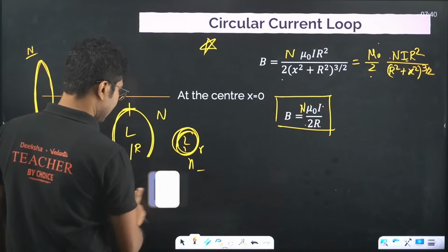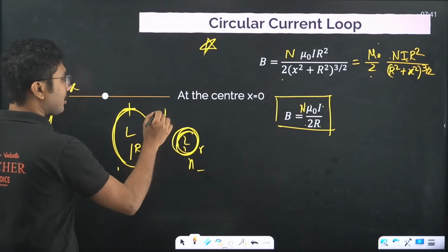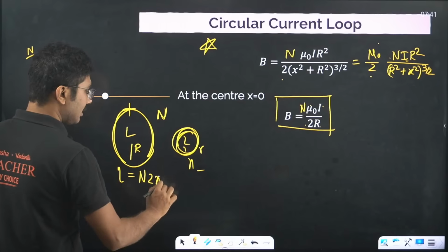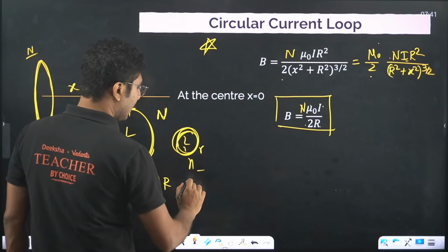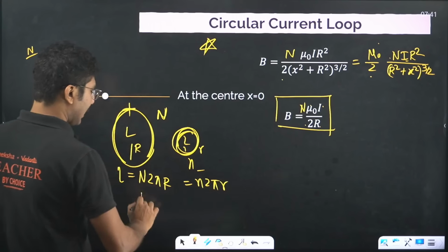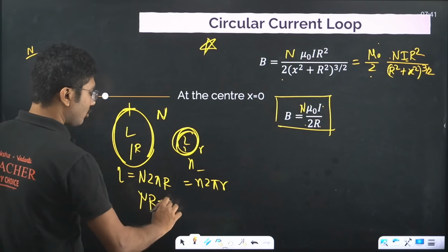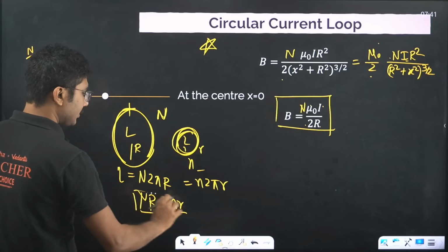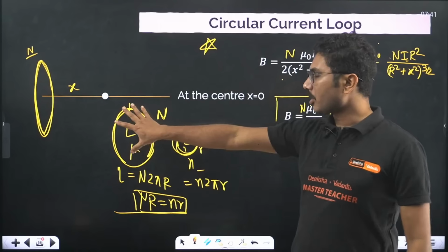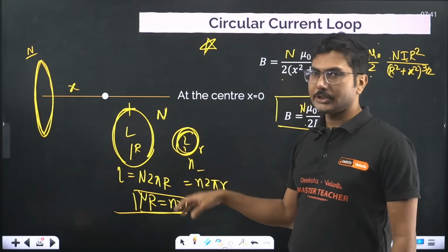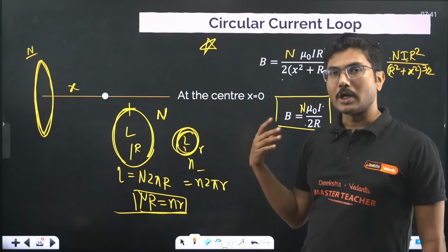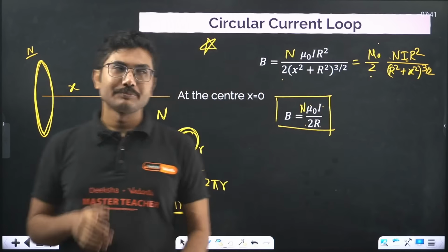Suppose number of turns are capital N, so length will be N into 2 pi R, and here it will be small n into 2 pi small r. So capital N into R equals small n into small r. This is how you should approach a question. Number of turns into radius equals number of turns into radius. If they give you diameter, divide it by 2 to convert it into radius.